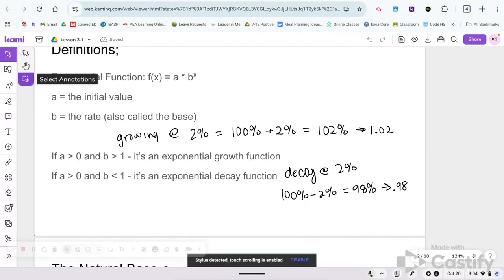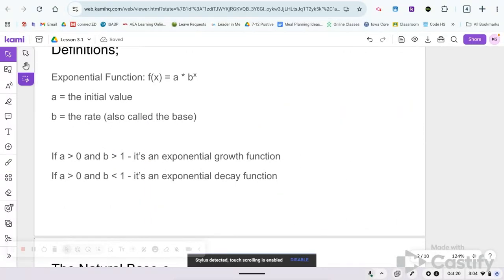So remember, for exponential functions, we're talking about f of x equals a times b to the x power. So in exponential functions, x is in the exponent. A is going to be our initial value. B is our rate, also called the base. If a is greater than 0 and b is greater than 1, it's an exponential growth function. If a is greater than 0 and b is less than 1, it's going to be an exponential decay function.